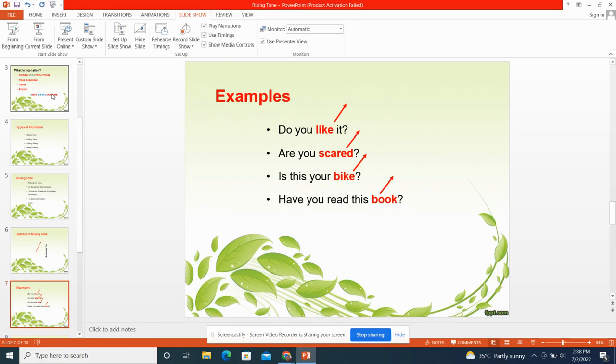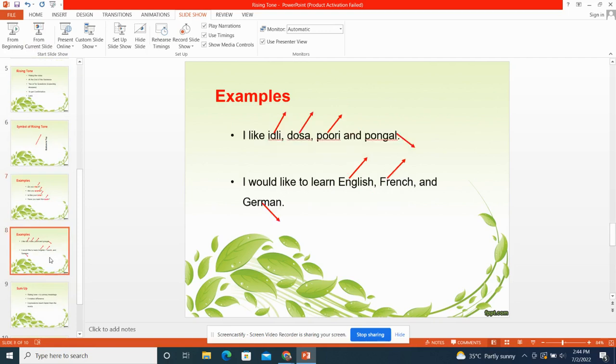Do you like it? Are you scared? Is this your bike? The answer might be yes, or might be no. Next one, have you read this book? So for all questions, we have to raise our voice at the end of the sentence, which shows that we are asking something. We have to give stress on that particular word and raise our voice. That's very essential in rising tone.